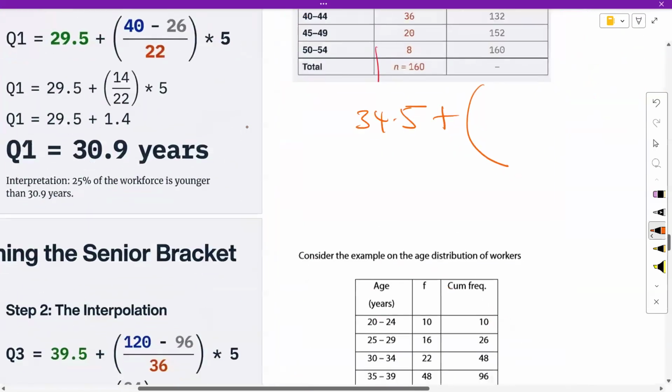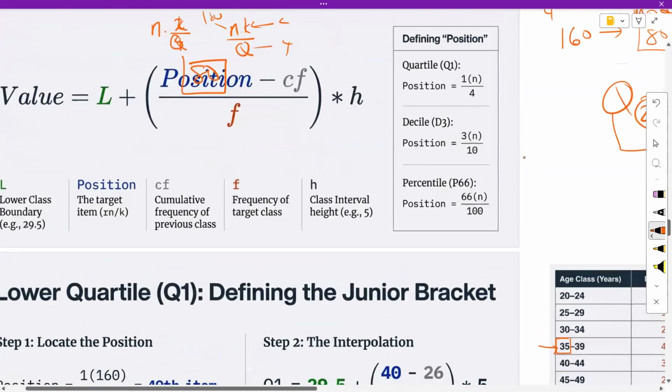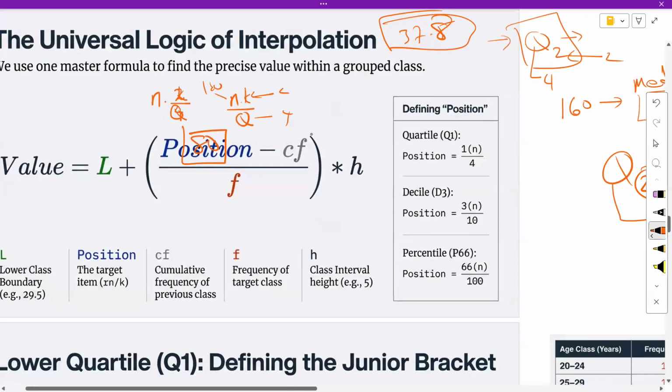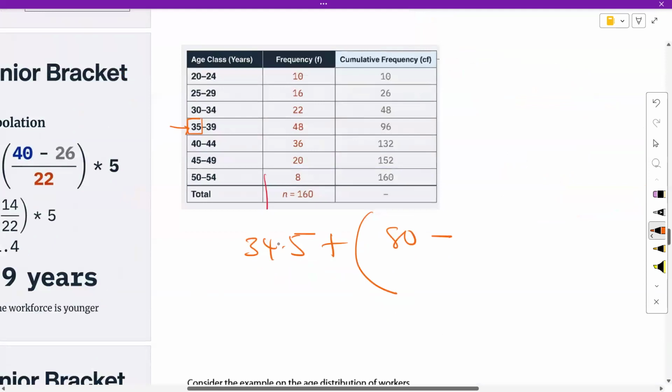80 minus the cumulative frequency of the preceding class, CF. CF means cumulative frequency of the previous class. Tell me, what is the previous class? The cumulative frequency of the previous class is 48. This is our median class, and the cumulative frequency of the previous class is 48.